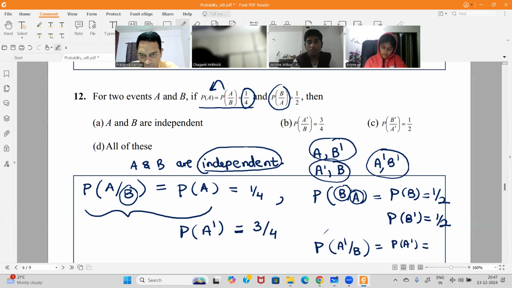So, what is P of A dash? 3 by 4. Very good. You can write it like this only when they are independent. I hope you got it. So that is also correct.